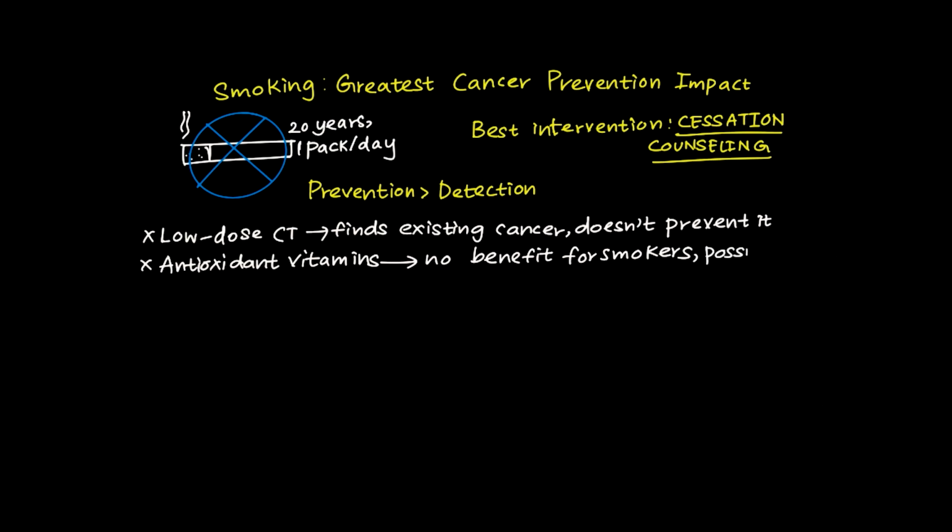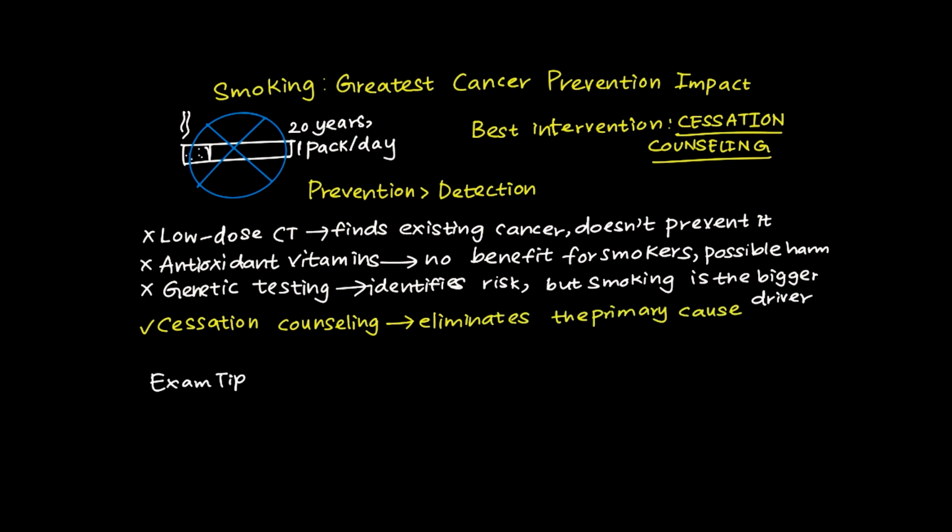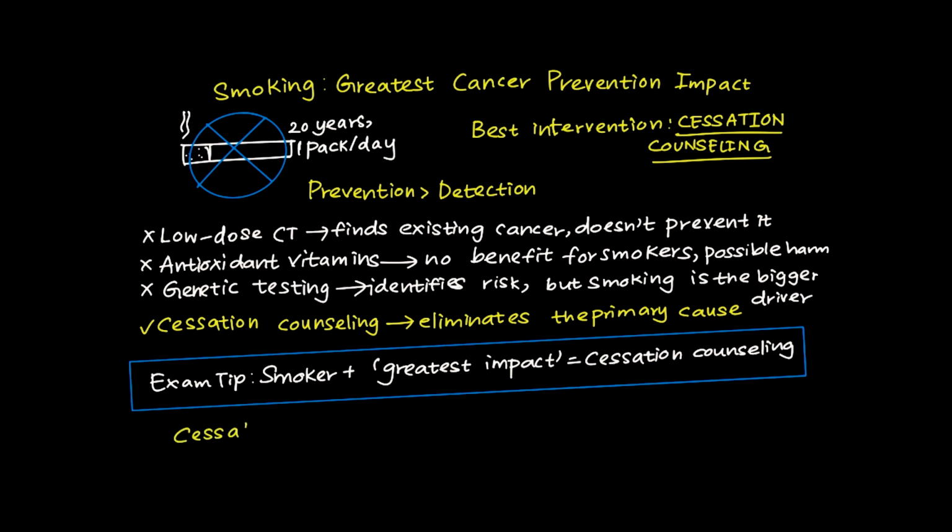Antioxidant supplements sound appealing, but the research doesn't back them up for smokers. Some studies actually found that beta-carotene supplements increased lung cancer risk in active smokers, and genetic testing reveals inherited predisposition, which matters, but a 20-year smoking habit is a far bigger driver of this person's cancer risk than their DNA right now. Here's a WGU D454 OA exam tip for you. When a question mentions a smoker and asks about the greatest cancer impact, the answer is always cessation counselling. Screening finds cancer, cessation prevents it. Recall hook. Cessation beats screening. Stop the cause, don't just find the effect.